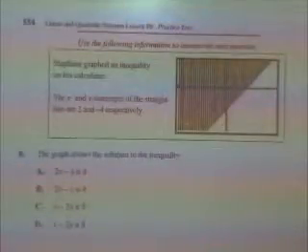So I'll do 8 and 9 and then we'll stop. Stephanie graphed an inequality on his calculator. The x and the y-intercept of the straight line are 2 and negative 4. So what's the line of this inequality? So how could I solve this?